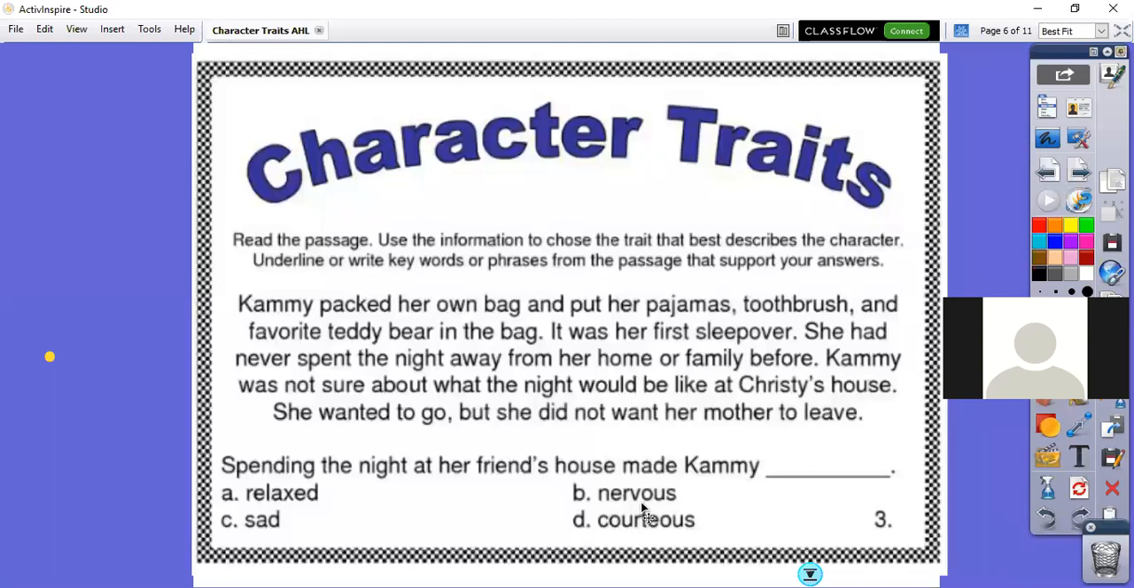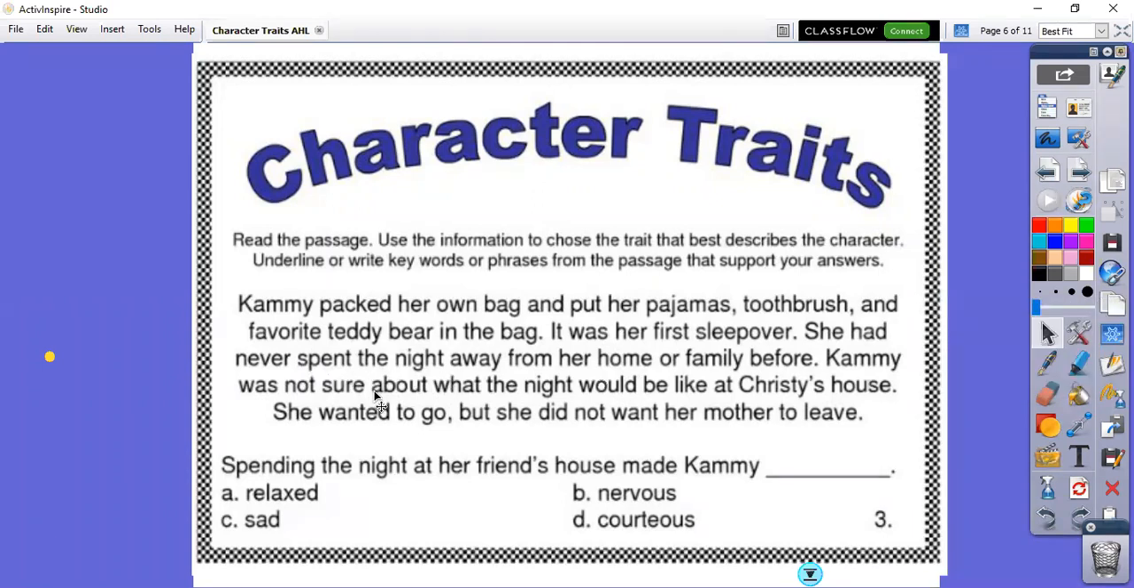How do I know she's nervous? First of all, it's the first sleepover, and she never spent the night anywhere before. So, of course, that would make her nervous. She was just not sure of what the night would bring sleeping away. And it also said she didn't want to leave her mother. So, of course, we know that she was nervous. Good job.